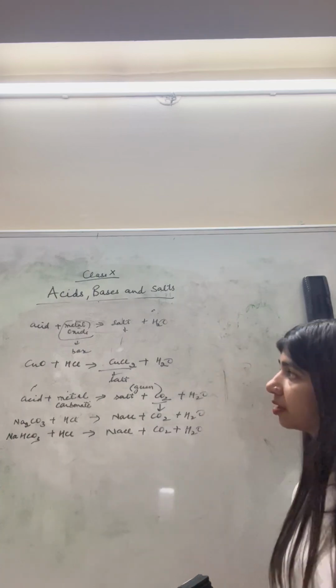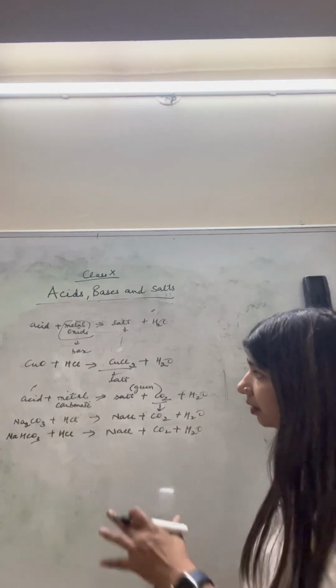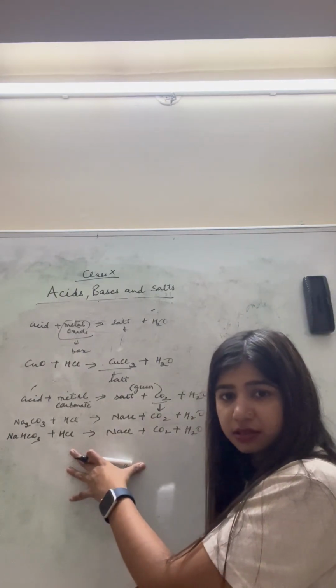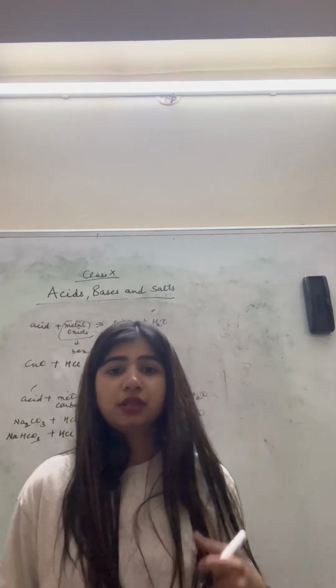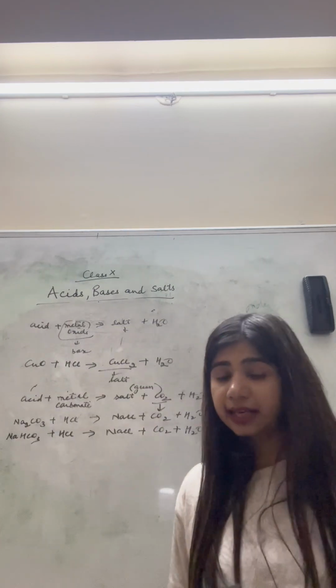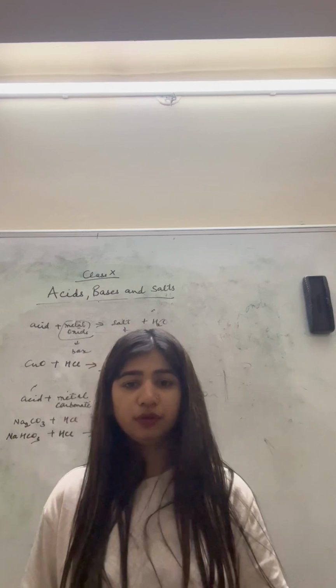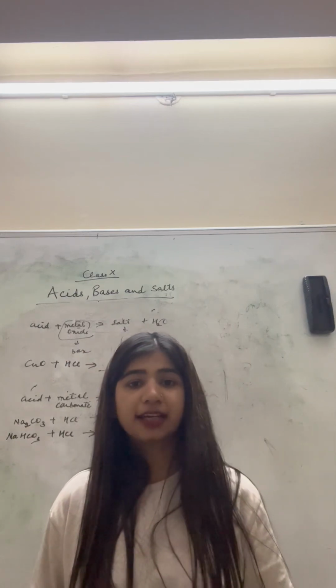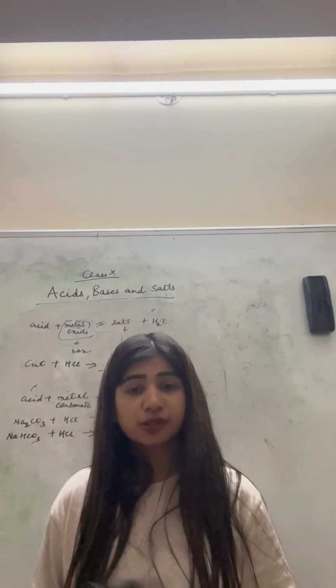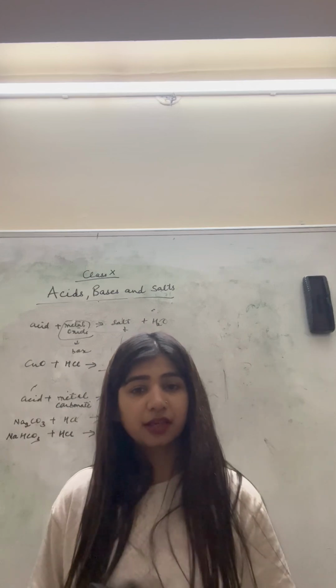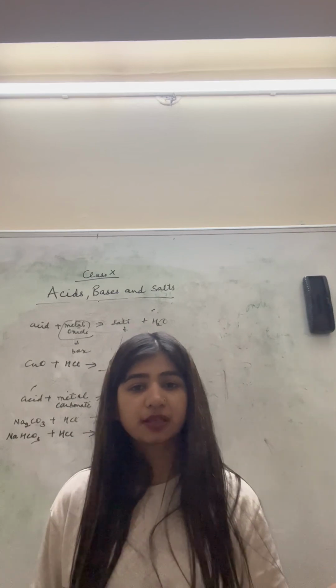Understood? So these were some chemical properties of acids and bases. Now we are going to study other things in our next video, about different kinds of salts like plaster of Paris, common salt NaCl, baking soda. We are going to learn about all these things in our next video.